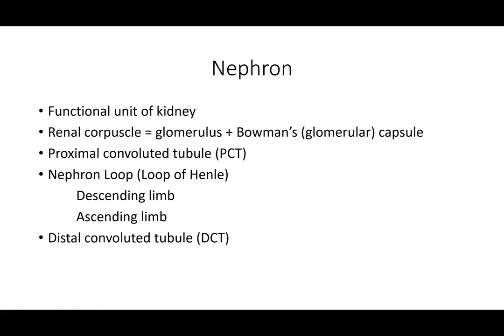So the nephron is the big workhorse of our urinary system. It is what's called the functional unit of the kidney because it's what's doing the filtration. And this is made up of basically the renal corpuscle, which is the glomerulus or glomerular capillaries, plus Bowman's capsule or glomerular capsule, then the proximal convoluted tubule, entire nephron loop, also known as the loop of Henle, and then the distal convoluted tubule.